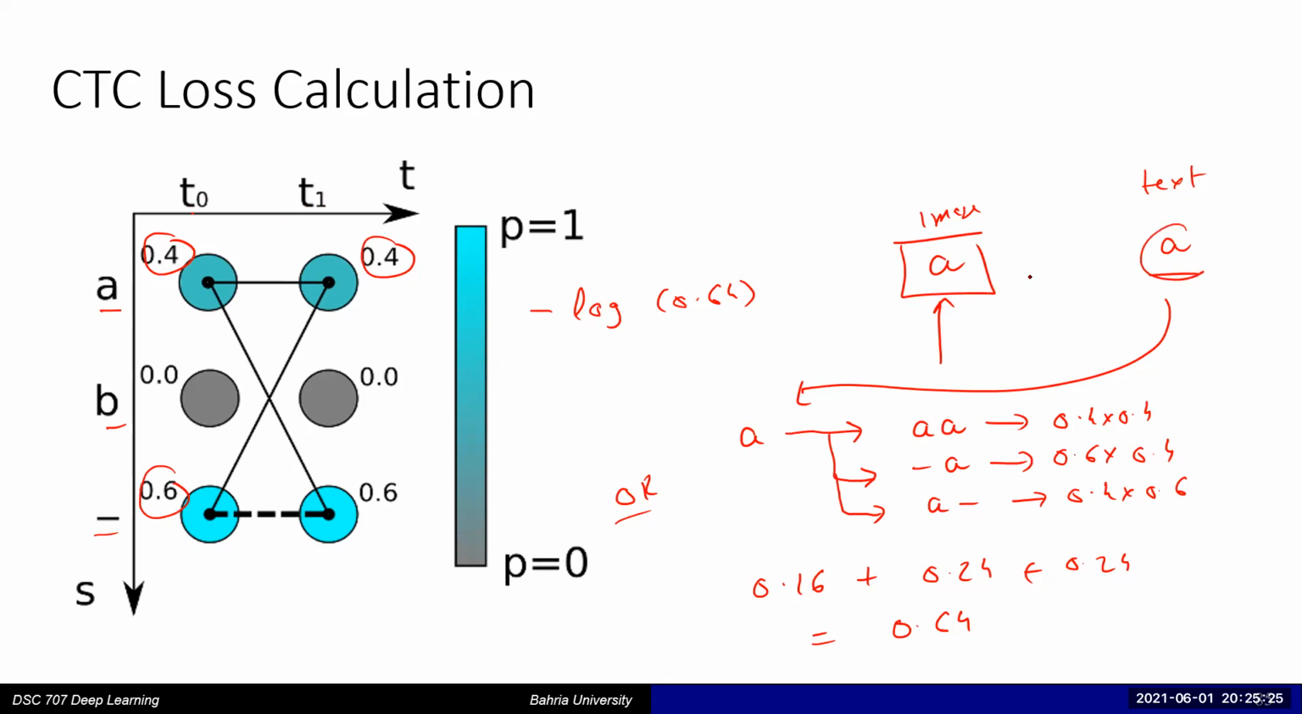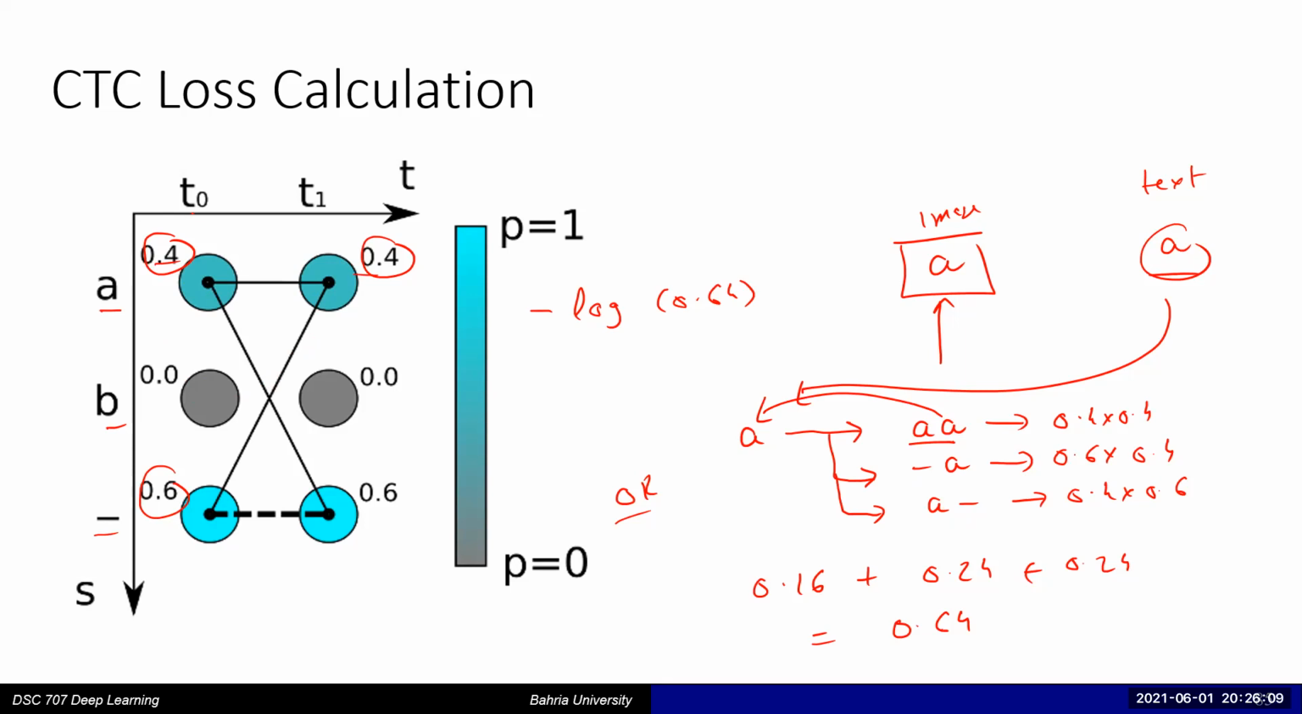If this is my ground truth, you have to see all possible ways in which I can encode A using 2 symbols. One possible encoding was double A, because if you decode, you get back A. Another encoding is blank A, and a third encoding is A blank. For each of these you compute the probability. The probability of AA is 0.4 into 0.4. The probability of blank A is 0.6 into 0.4, and similarly for A blank. Since there are 3 possible ways in which you can get an A, you add them, and you get this number, which in this example is 0.64. So there is a 0.64 probability that you are getting an A.